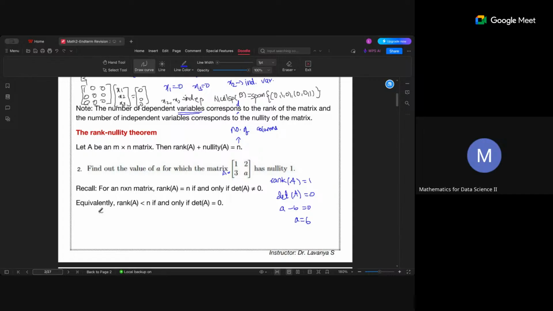So for example, let us say you have 1, 2, 3A and then -5 and -10. You have something like this. Then A should be 6. Yes. So you can either look at the columns or rows to understand the value of A. Okay, fine.